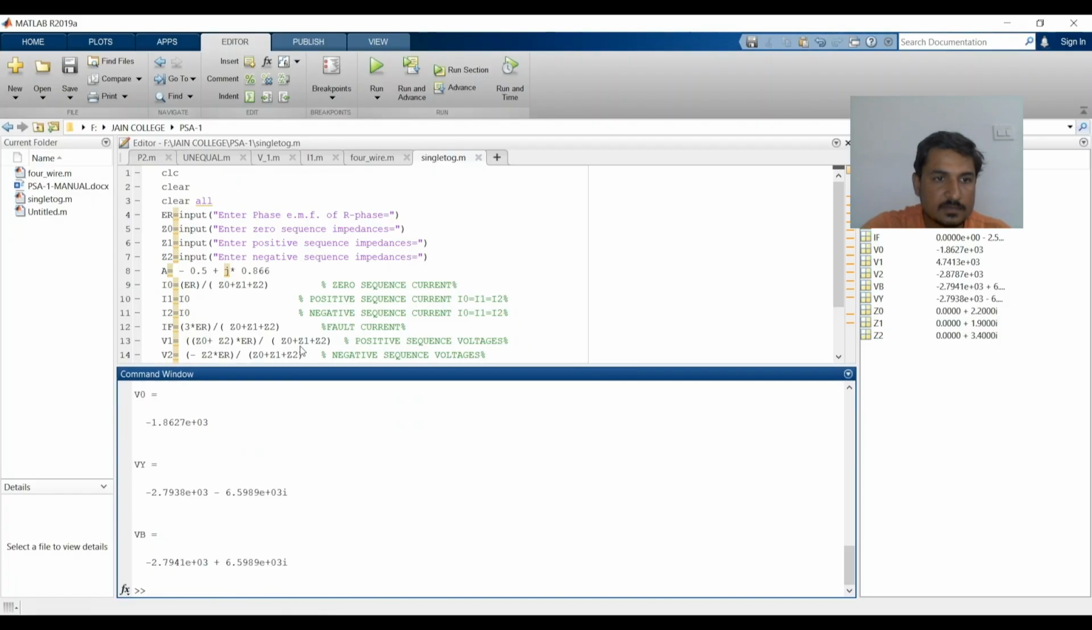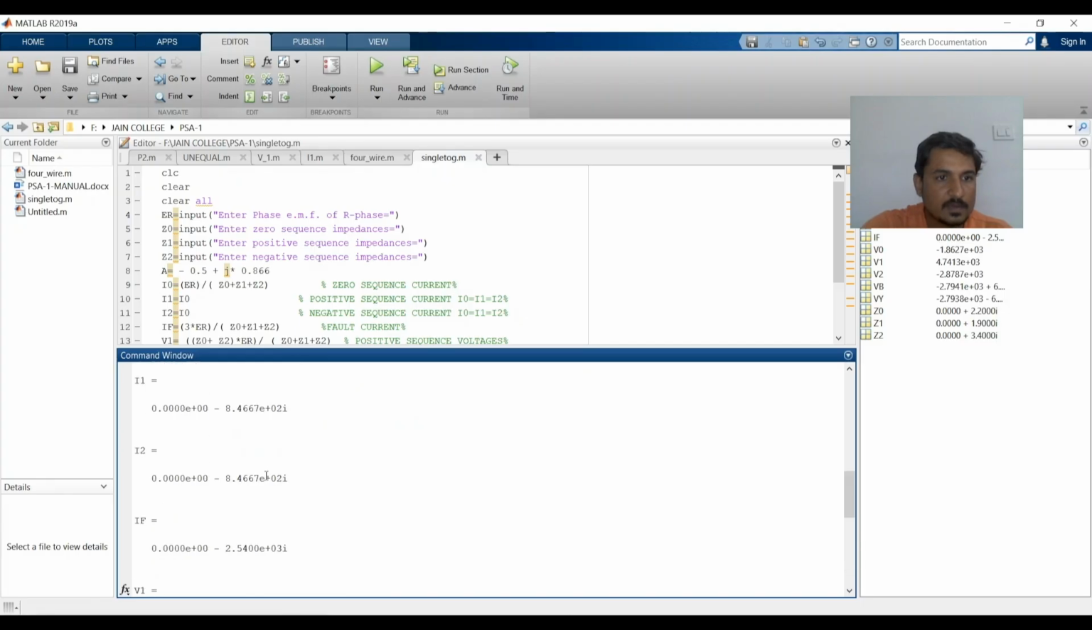Let us run this. We have entered the negative sequence impedance. The value of A is constant, we have not calculated it. The value of I naught is minus 8.46 into 10 raised to 2 I, and the values of I1 and I2 remain the same as I naught, as we discussed earlier. The value of the fault current is 2.5 into 10 raised to 3 I.